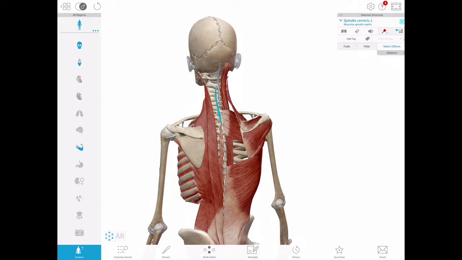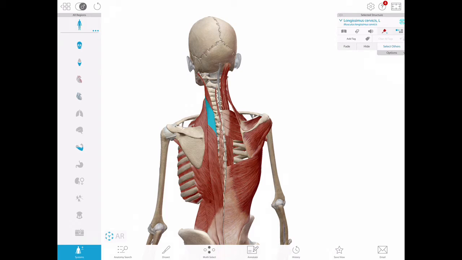So starting laterally, we have the iliocostalis. This primarily attaches to the ribs posteriorly. Because of their position, they are excellent at lateral bending. Acting bilaterally, they are effective extensors.